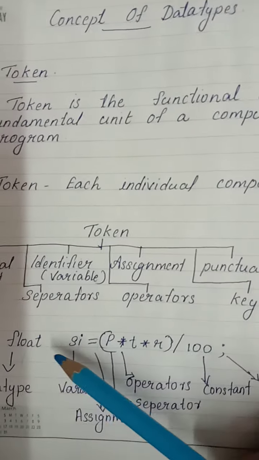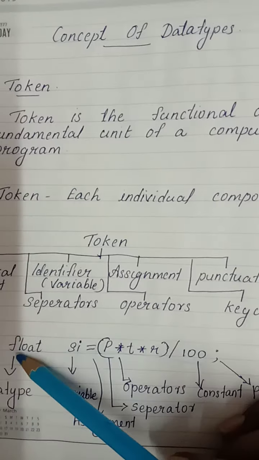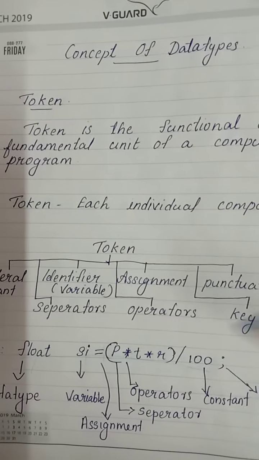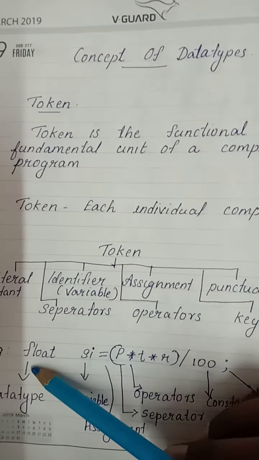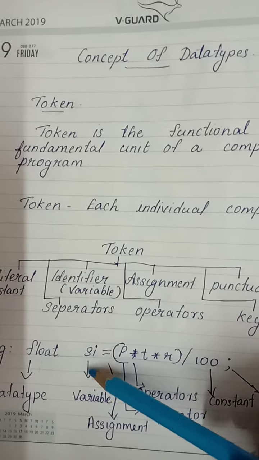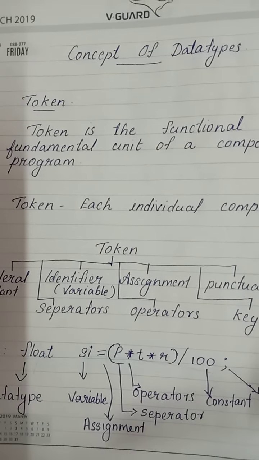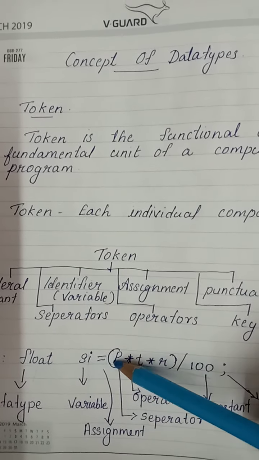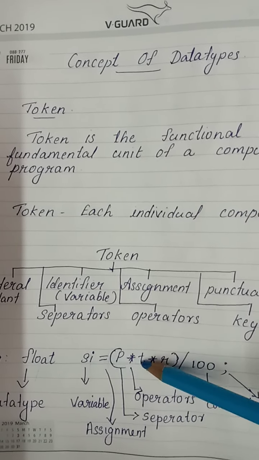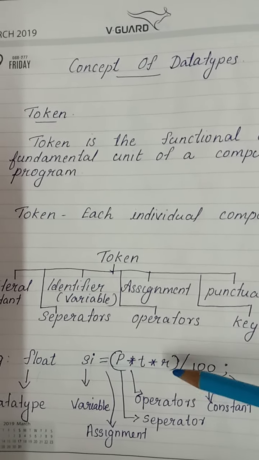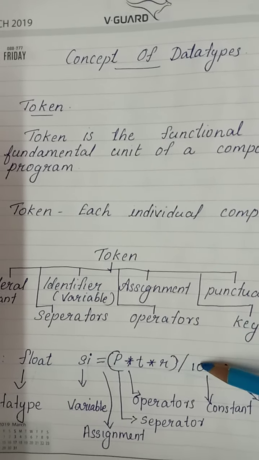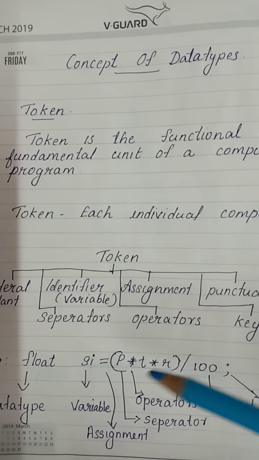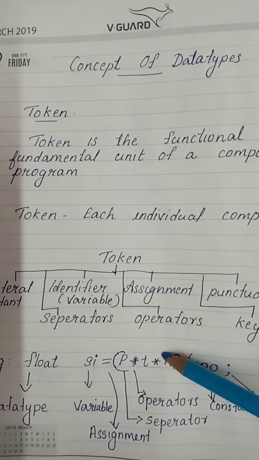For example, this is a statement: float SI = P * T * R / 100; This one is a program statement. In this, float is a token, SI is another token, the equal to sign is another token. Likewise, each individual component: the bracket, P, star symbol, T, star, R, bracket closing, divided by symbol, 100, and the semicolon. These all are the individual components, known as tokens.